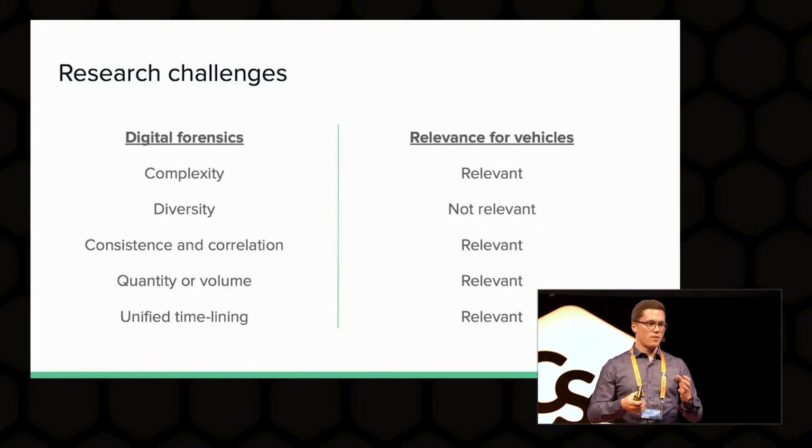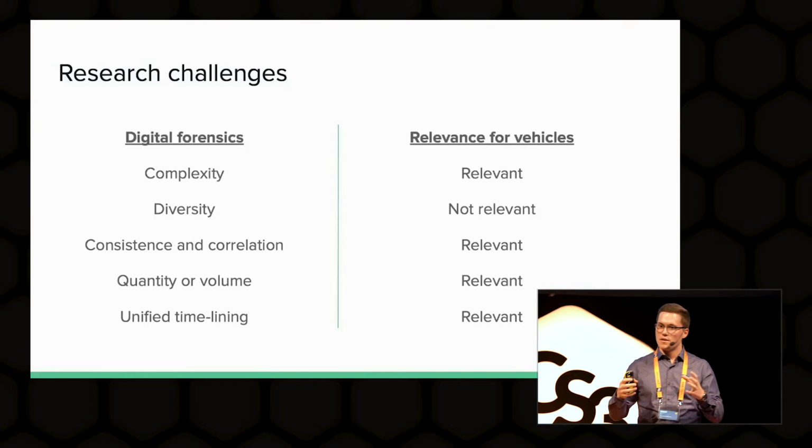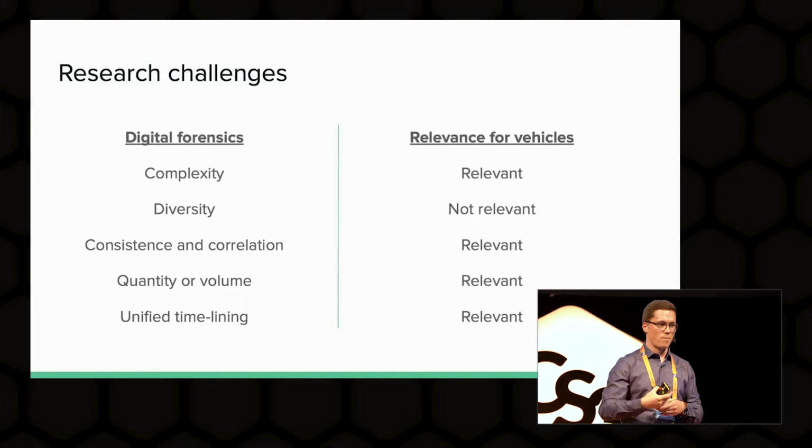What we did, we looked at different digital forensic challenges and mapped them onto vehicles to learn from them. So first is the complexity problem. As Christopher already mentioned, vehicle systems get, with each iteration, with each new model, more and more complex. So we have new mobility services, autonomous driving, connections. So this is relevant for vehicles too.